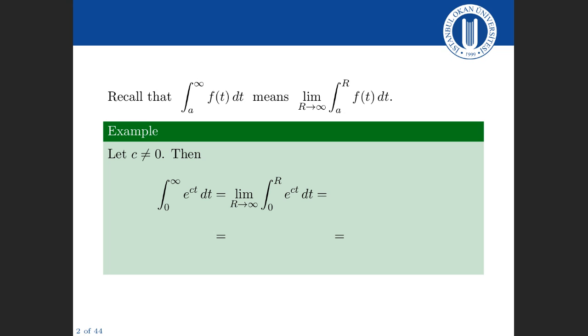So, for example, assuming that c is non-zero, we can calculate the integral from 0 to infinity of e to the power ct. And this really means the limit as R tends to infinity of the integral from 0 to capital R of this function, or the limit as R tends to infinity of 1 over c e to the power ct between 0 and R, which we can calculate is equal to infinity if c is a positive number, or minus 1 over c if c is a negative number.